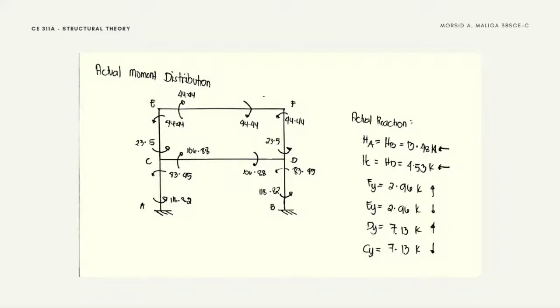Also, for our FY, we have 2.96 upward. EY, we have 2.96 downward. For DY, we have 7.13 kips upward. CY, 7.13 kips downward.